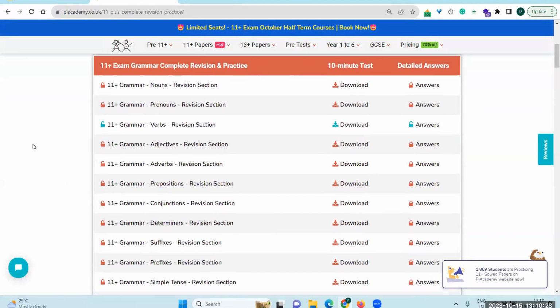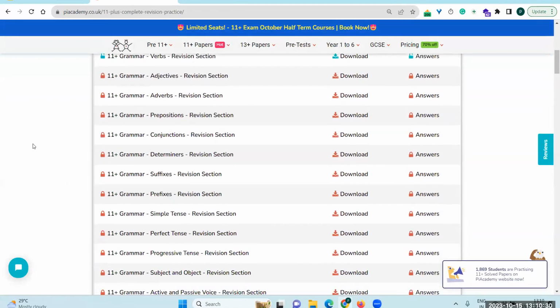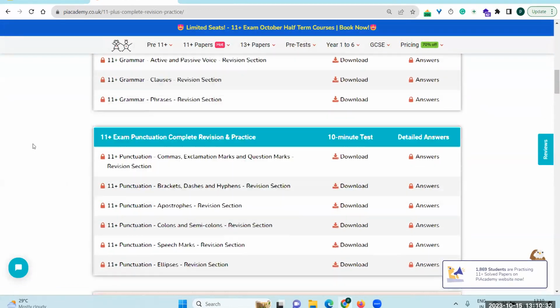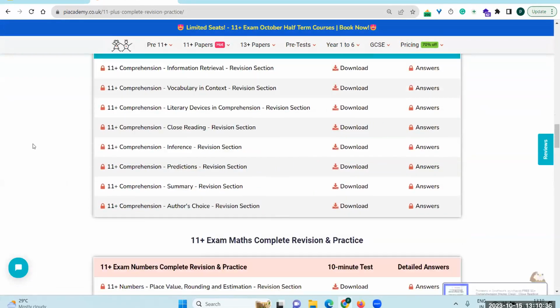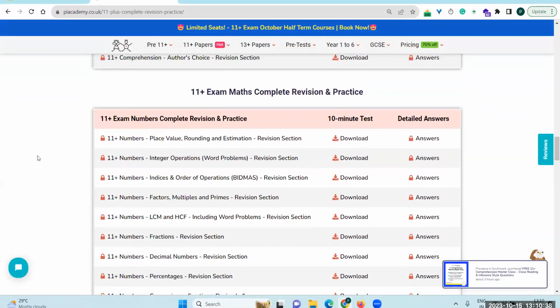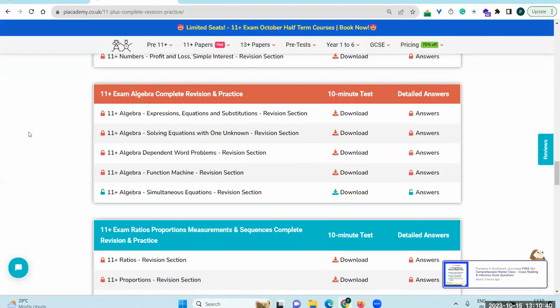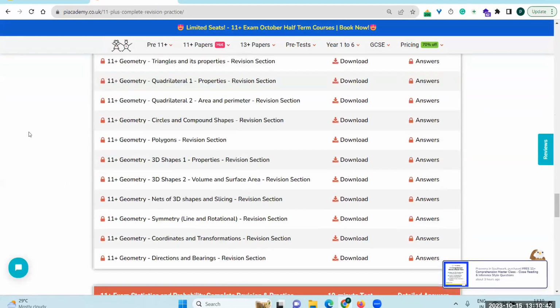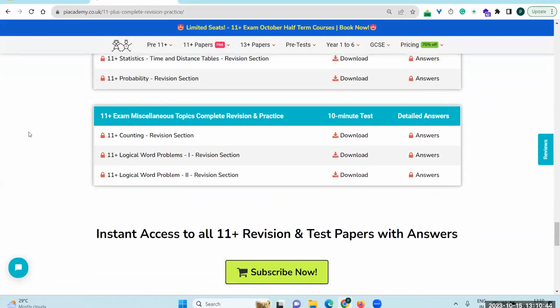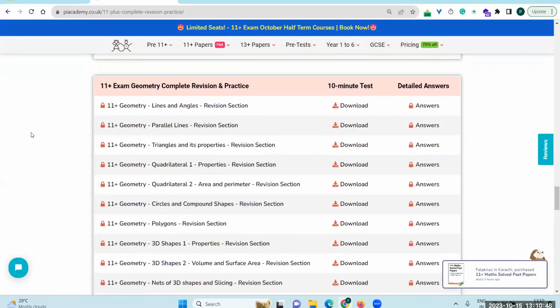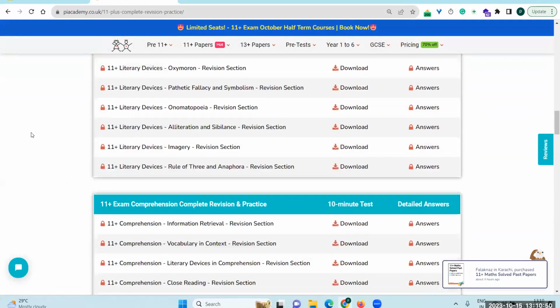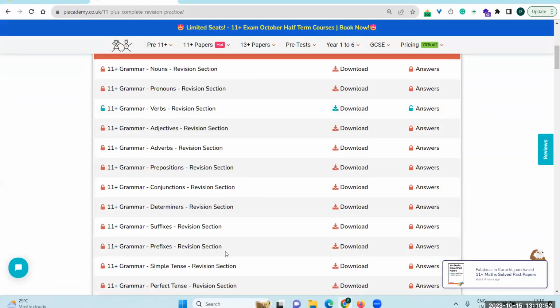As you can see, for English, we have nouns, pronouns, verbs, adjectives, clauses, phrases, going on to punctuation, spelling, literary devices, comprehension. And then under Maths, we have numbers, algebra, ratios, geometry, statistics, and counting. So these are topic-wise short 10-minute tests, and you can utilize them for quick revisions.